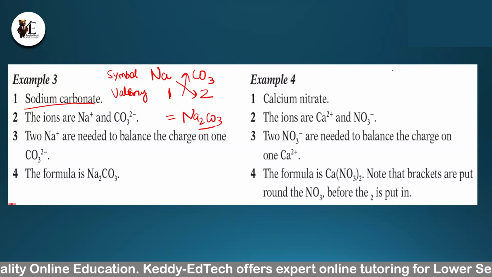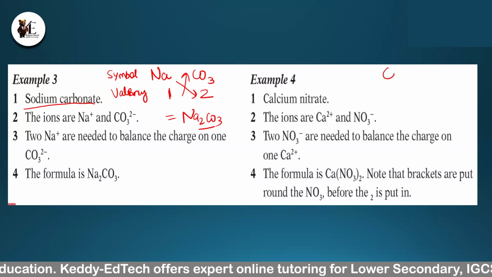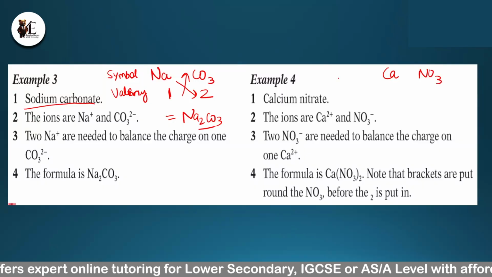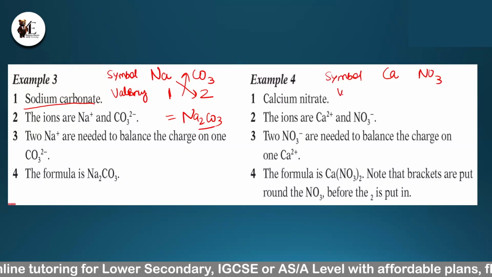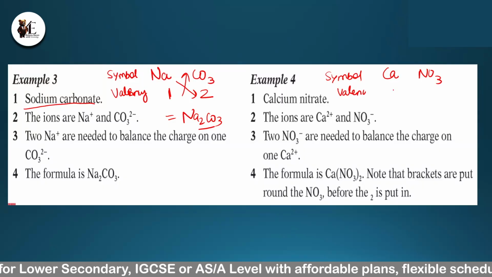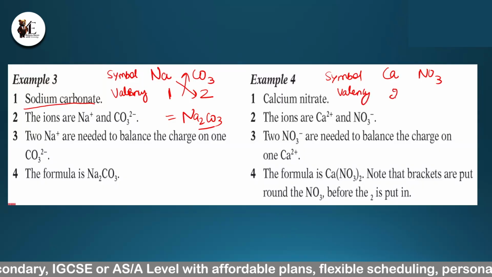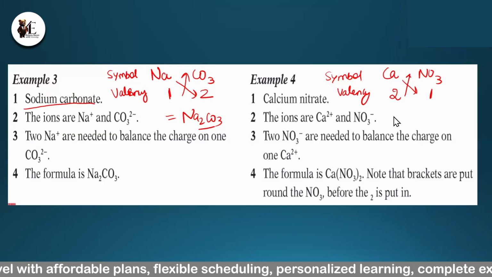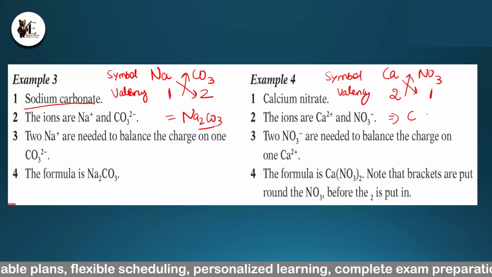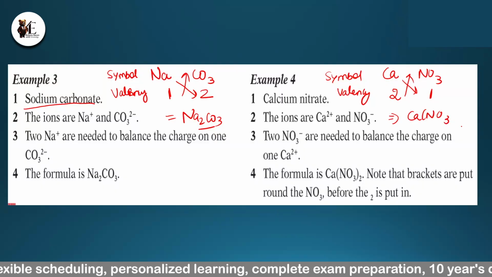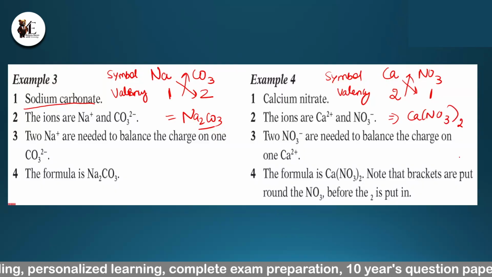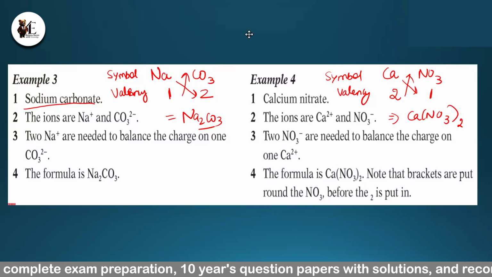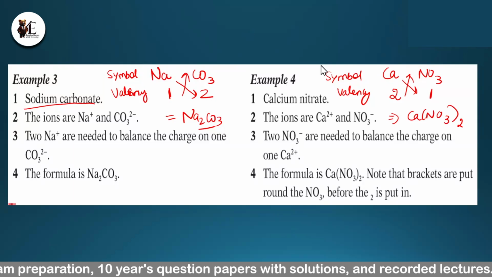For calcium nitrate, write down the symbol for calcium. Symbol for nitrate is NO3. Now write down the valency. Valency of calcium is, it belongs to group 2, so its valency should be 2. Valency of nitrate is 1. Use the crisscross method and the formula is Ca(NO3)2. So these 3 steps you have to follow whenever you are writing any chemical formula. Is it clear? Yes. Write it down.